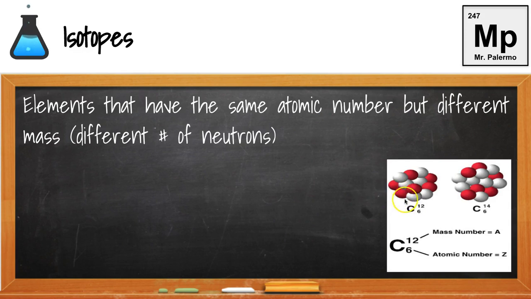So if you look at carbon 12 and carbon 14, for example, they both have the same atomic number, which makes them carbon, which is the number of protons. But they have a different mass number, mass of 12, mass of 14. That's a result of the fact that carbon 12 has 6 neutrons and carbon 14 has 8 neutrons. So 6 plus 6 gives me a mass of 12, and then 8 plus 6 gives me a mass of 14.